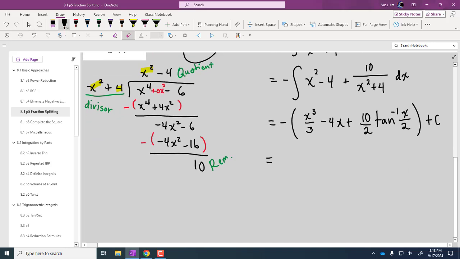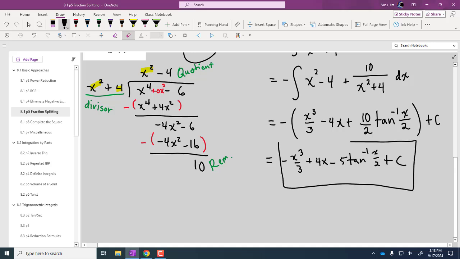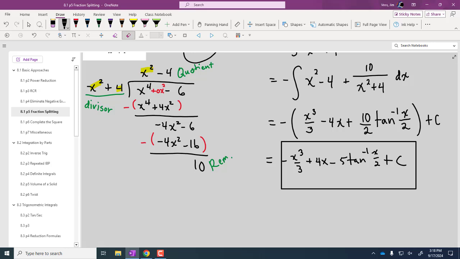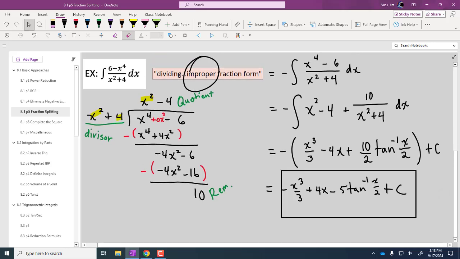So final answer, we can just do a tiny bit of simplification. Minus x cubed over 3 plus 4x minus 5 arctan of x over 2 plus c. All right, any part of that you have a question on?